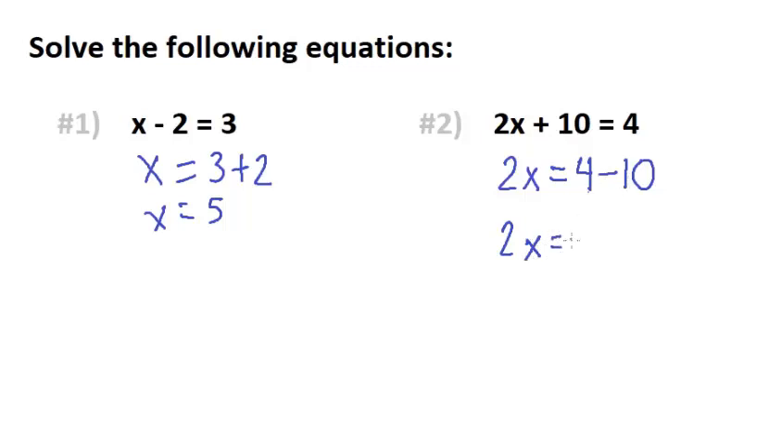4 minus 10 will give you negative 6. Now this 2 is multiplying the x. Because the 2 is multiplying, if I pass it to the other side, it's going to divide. Because I'm passing to divide, I am not going to change the sign. I'm just going to put the 2 the same way it was before. I'm just moving it to divide. Okay? So minus 6 divided by 2 would give me negative 3. And that is how you solve basic linear equation problems.